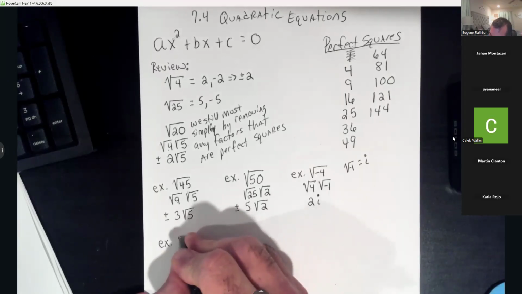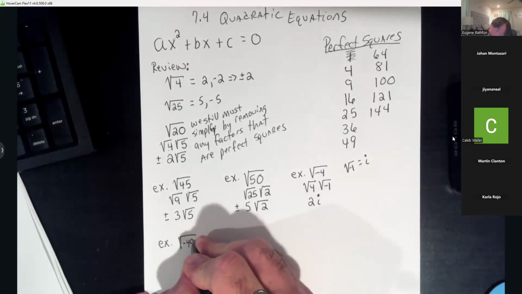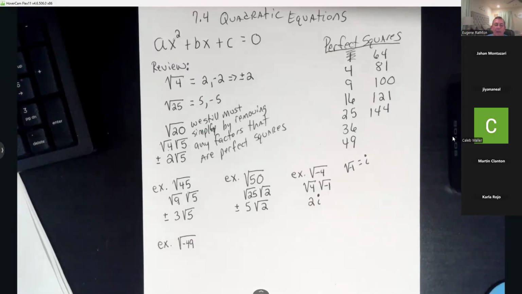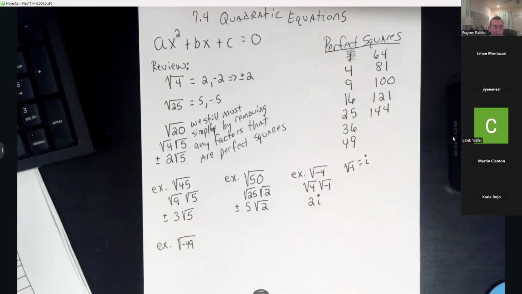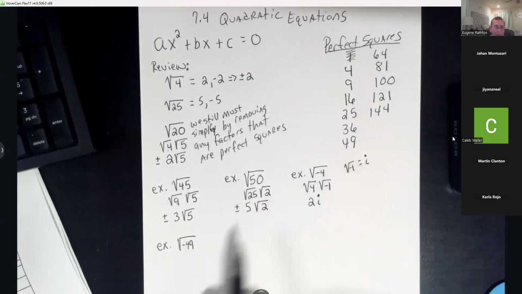All right, so try this one. Square root of a negative 49. So what do y'all think that square root of a negative 49 is going to give me? All right, y'all, don't be shy. All right, y'all do that just like we did here.